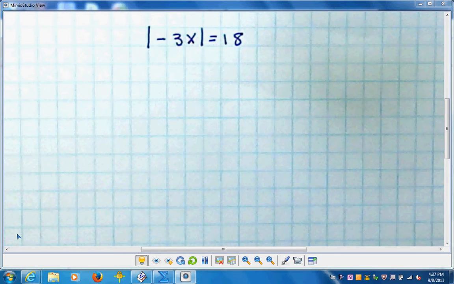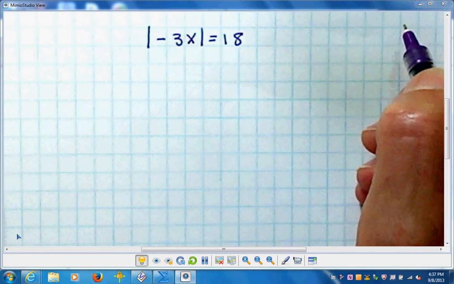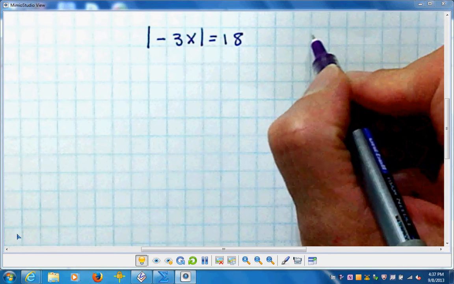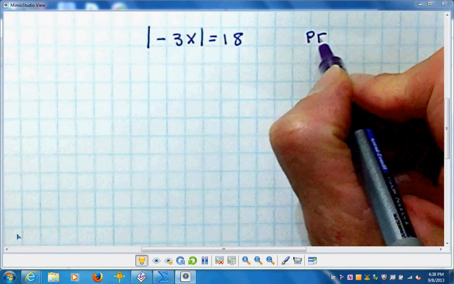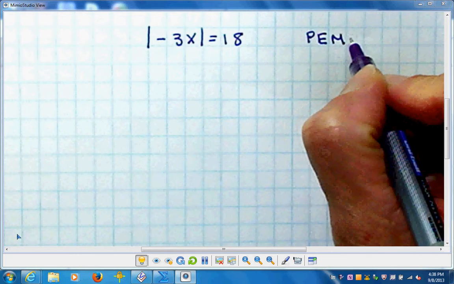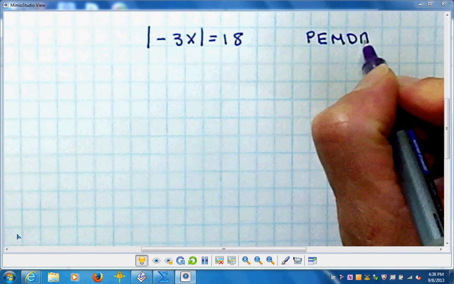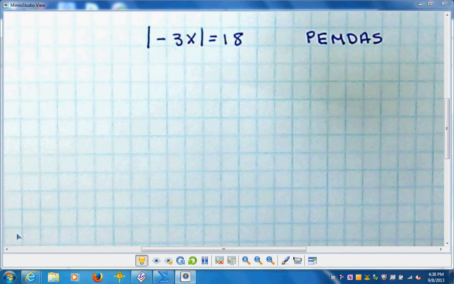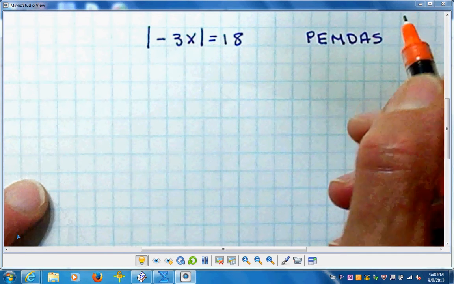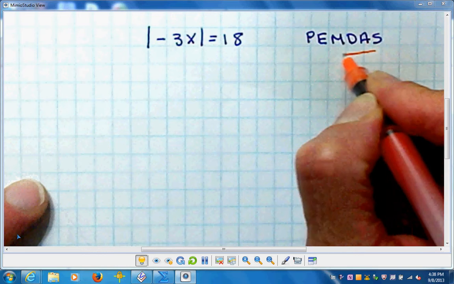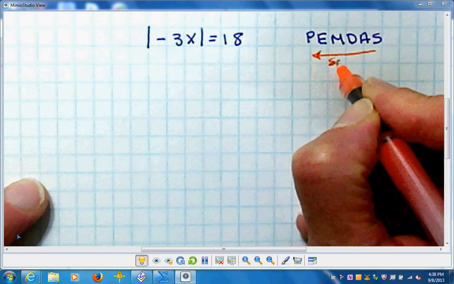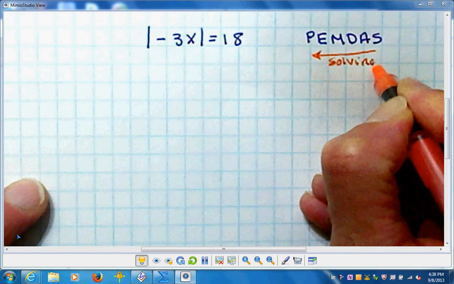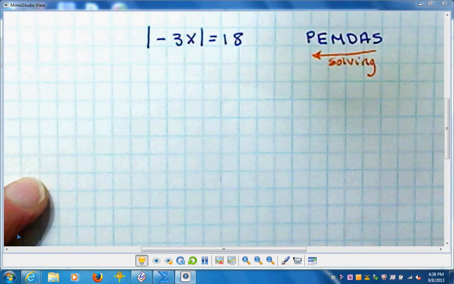Let's solve this absolute value equation. So when we're solving anything, we always want to remember our order of operations, PEMDAS. So we want to remember that when we're solving, we go backwards. When we're simplifying, we go the other way, but when we're solving, we go backwards.